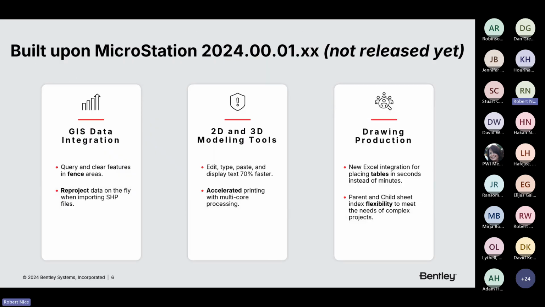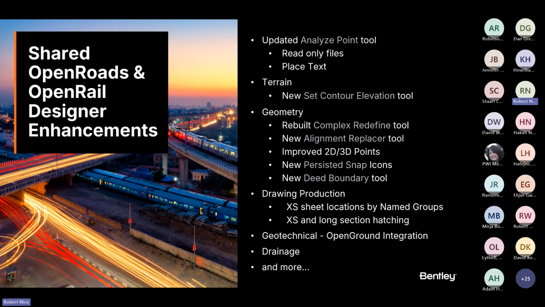We're going to build on MicroStation 24. It's not yet released, or 24.0.0.1 is not released. The bits below are just on the current MicroStation. So we added some GIS stuff, projections on the fly, editing was a lot faster, multi-printing, Excel integration. So just generic highlights from what was in MicroStation 23, really, but nothing too wonderful.